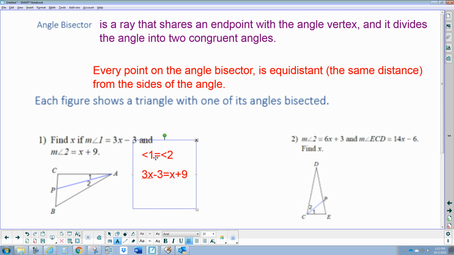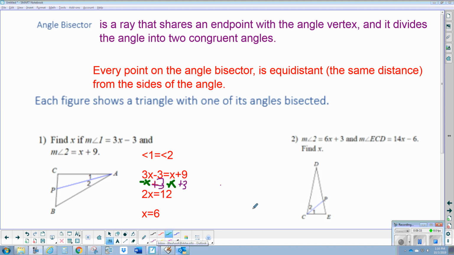So we're going to subtract x from both sides, and we're going to add 3 to both sides. And we get x is equal to 6. So we want to make sure we move all of our x terms to one side of the equation and move all of our non-x terms to the other side of the equation.